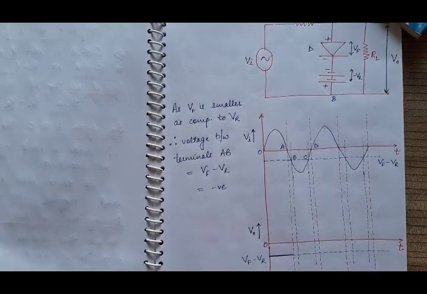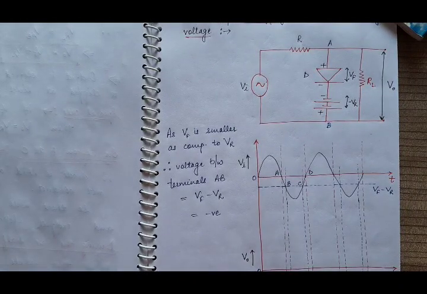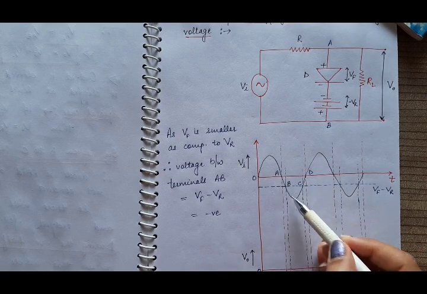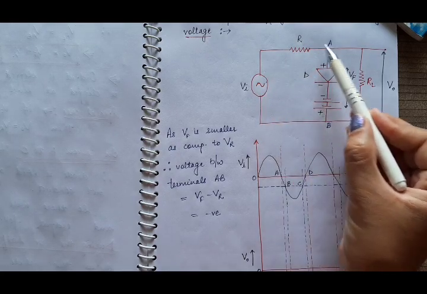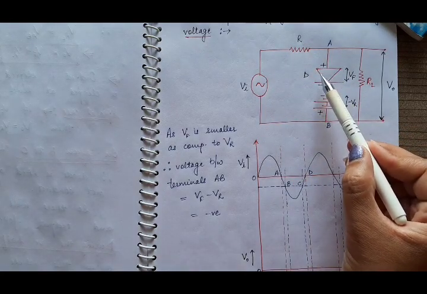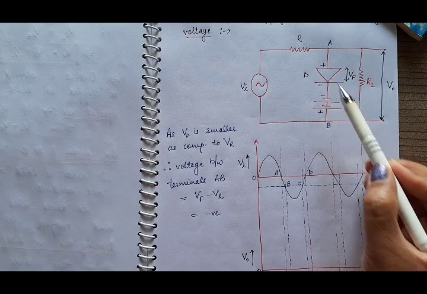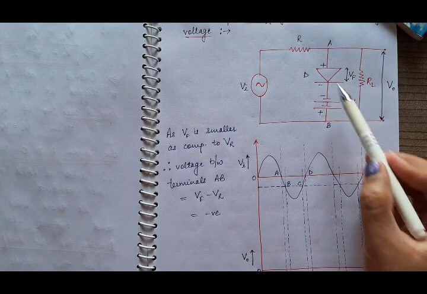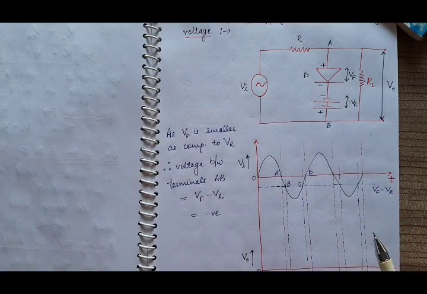Next we will study how this circuit behaves for the negative half cycle. During this negative half cycle of AC input, this voltage is negative and it will be applied to the P of the diode. It means now the function of Vi is to reverse bias the diode, and the function of Vr is to forward bias the diode. So now Vi and Vr will oppose each other.